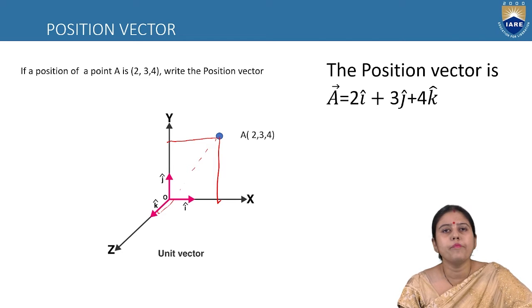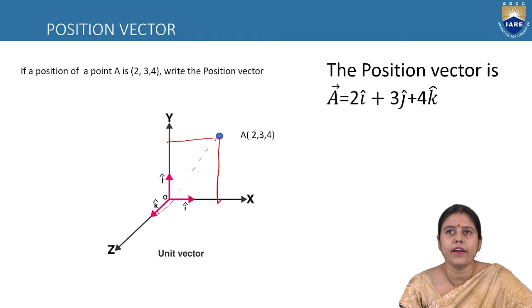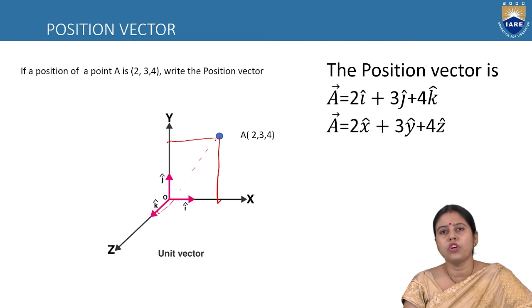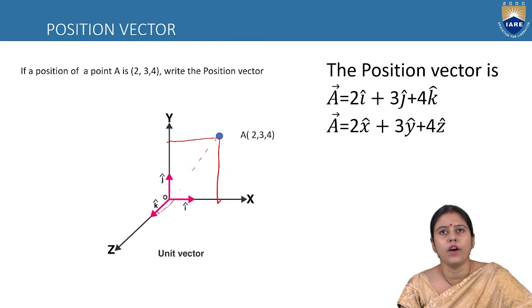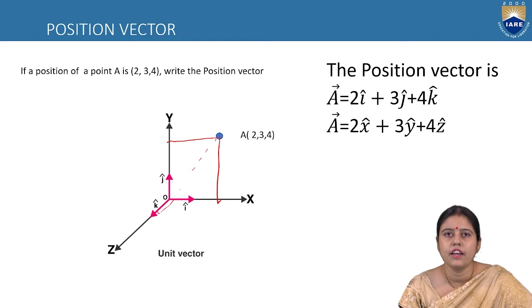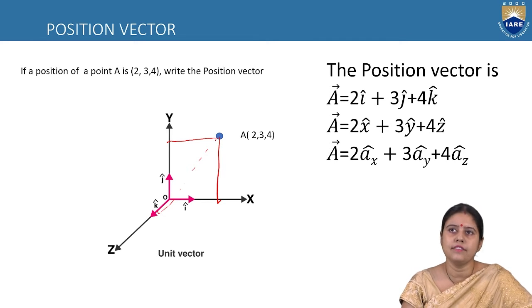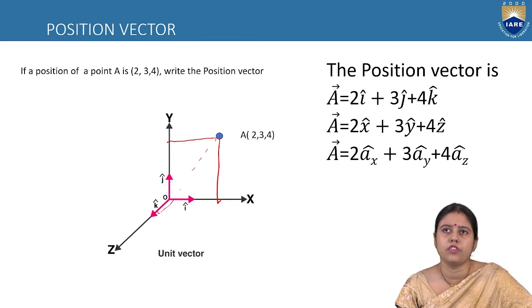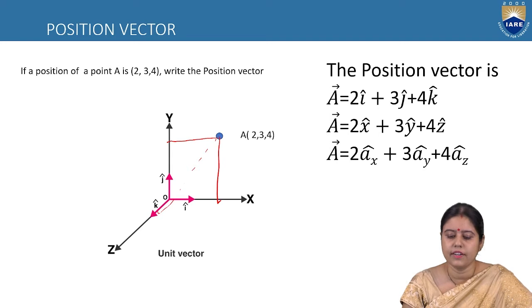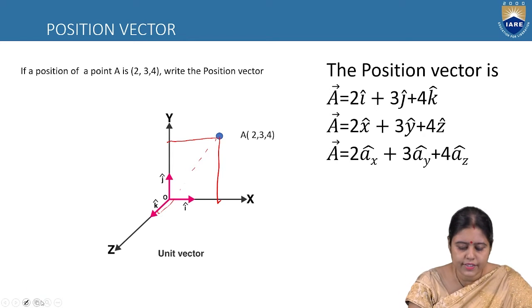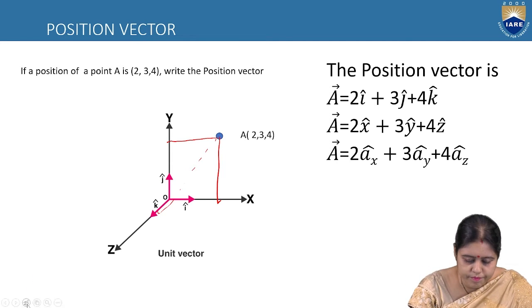If we write it in electromagnetics, we can write it in two methods: 2x hat plus 3y hat plus 4z hat. But which is the maximum used? That is 2a_x hat plus 3a_y hat plus 4a_z hat. So, these are the three methods of writing the position vector. Let's practice another problem.